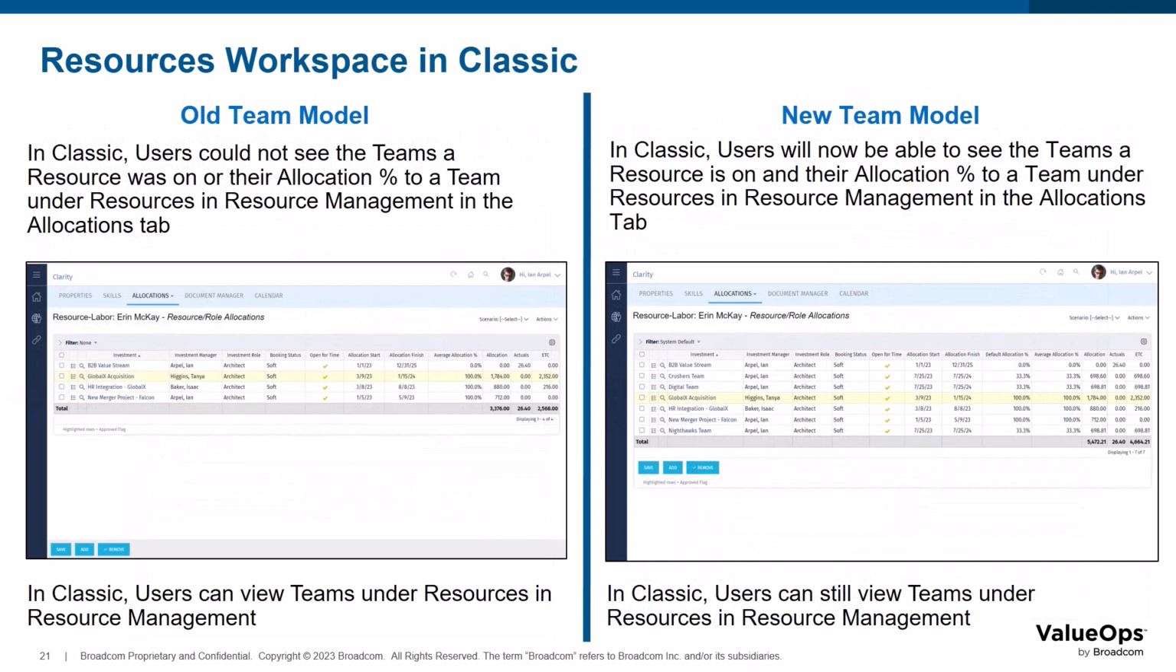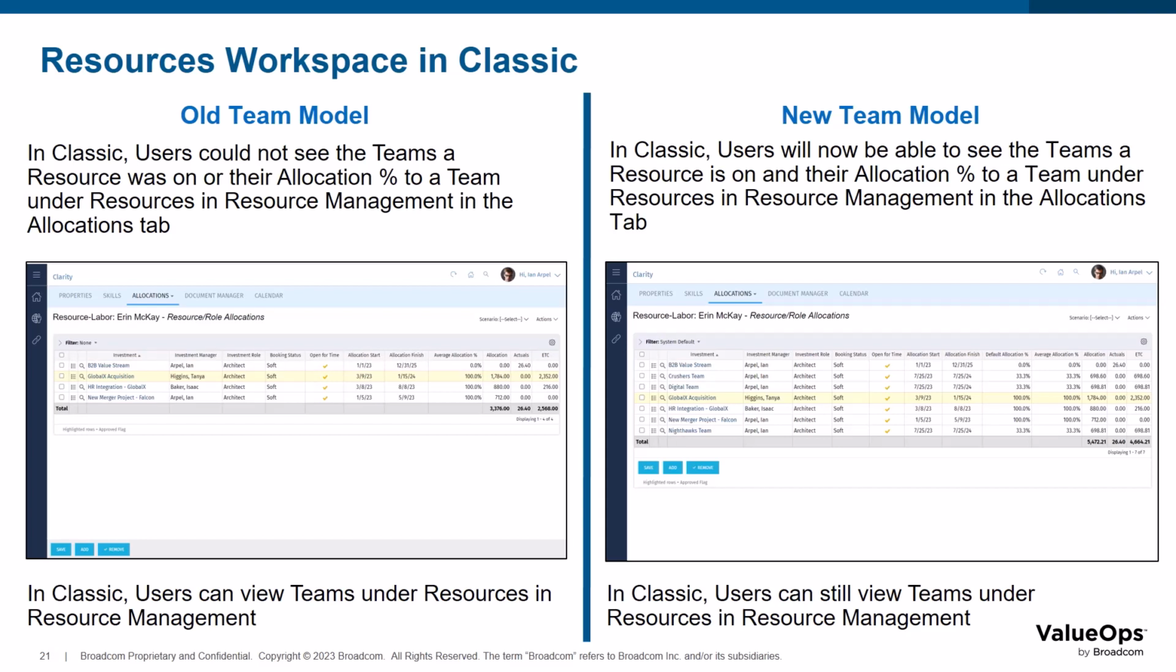Next, let's take a look at the changes that we made in Classic for the Resources workspace under Resource Management. So under the old team model, we're looking at a resource here, Erin McKay, and she staffed the teams, but you could not see what team she was on in Classic or the percent allocation she was on the team. But in the property screen, you could see team resources, like the Nighthawks team, for example.